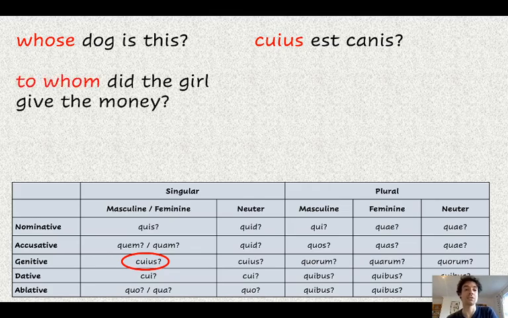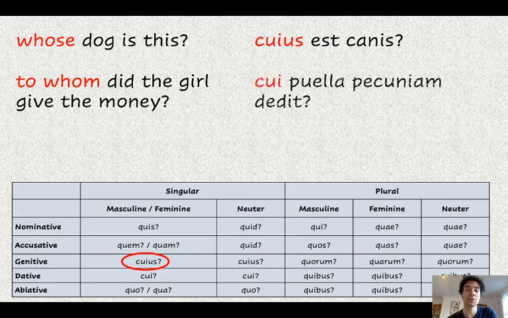Again, to whom did the girl give the money? To whom, it's not nominative, it's not accusative, it's dative. And I need to use the dative of the interrogative pronoun. In this case, dative singular. Cui. Cui puella pecuniam dedit.